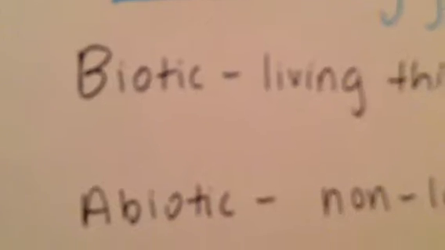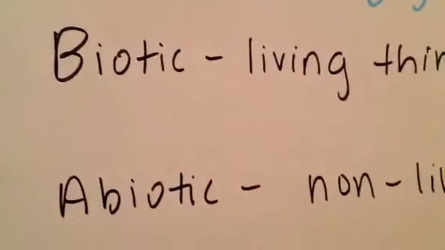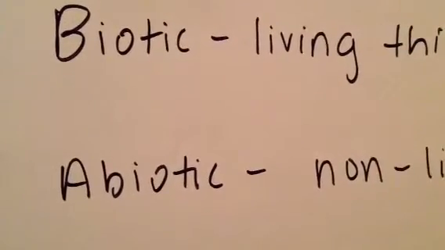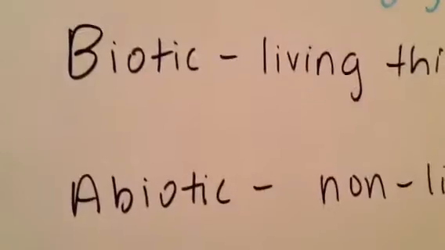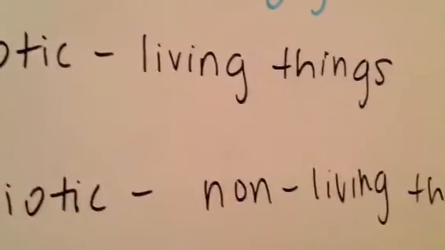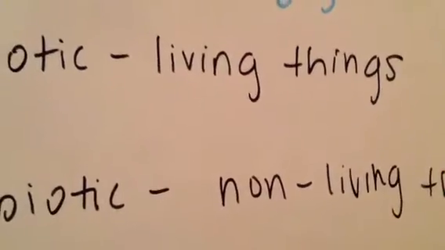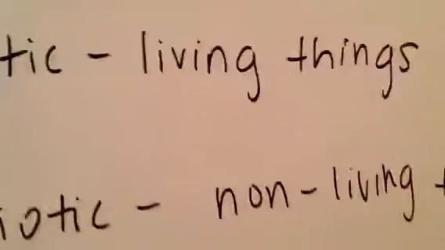So there are two types of factors in an organism's environment. One is a biotic factor, which is bio means life, so they're the living things in an environment. So examples would include bacteria or plants or insects because they're all living organisms in an environment.